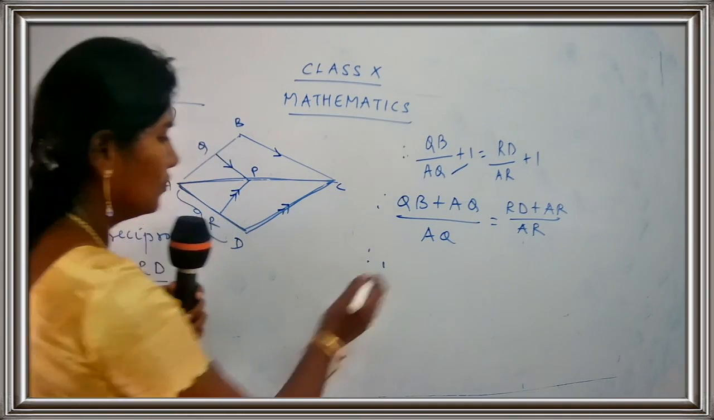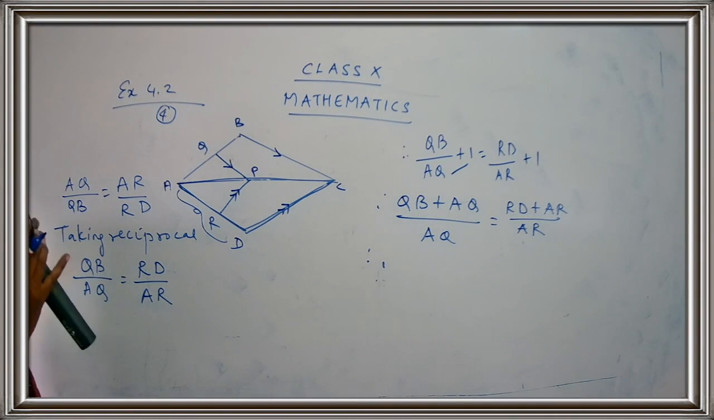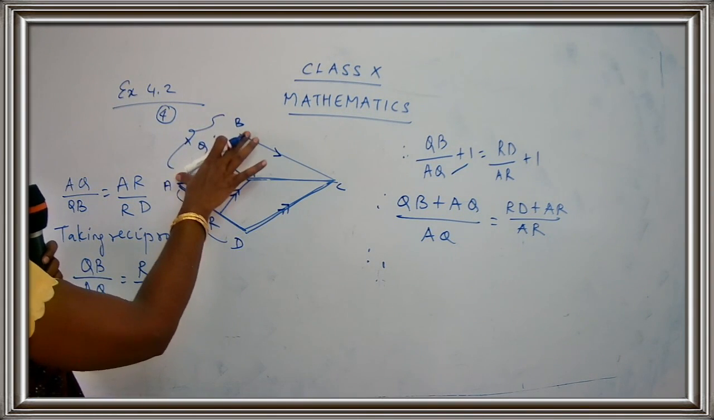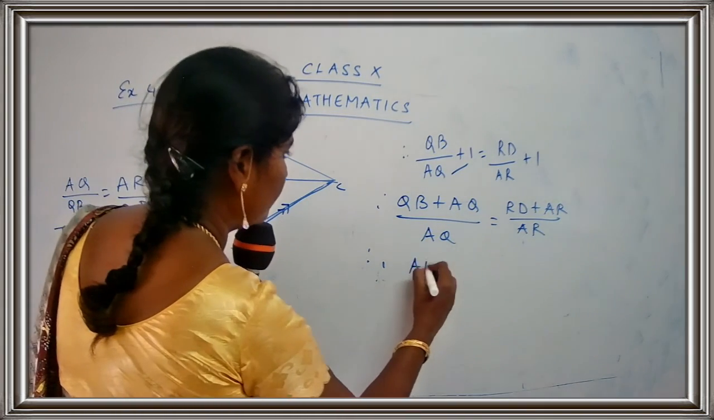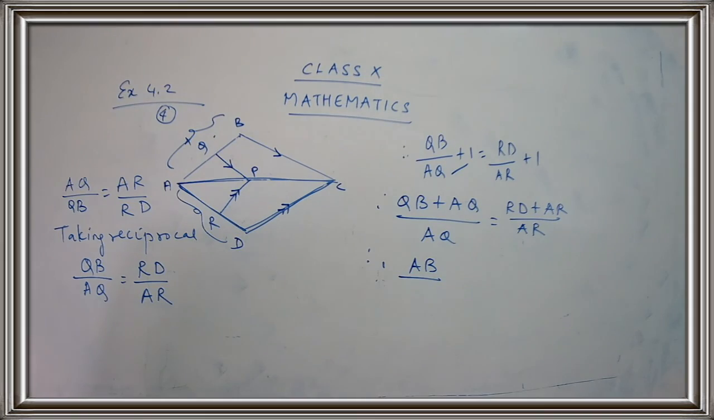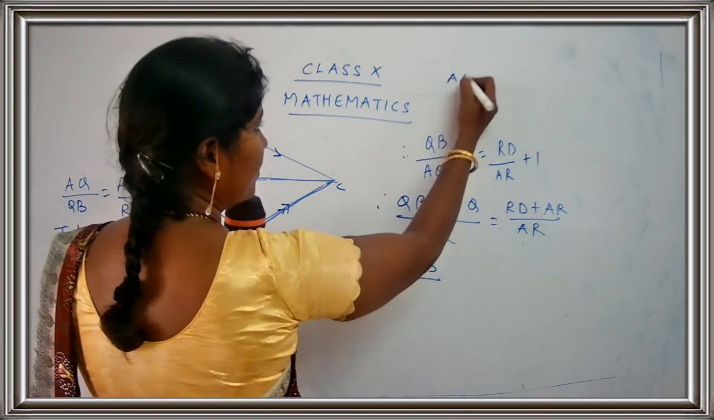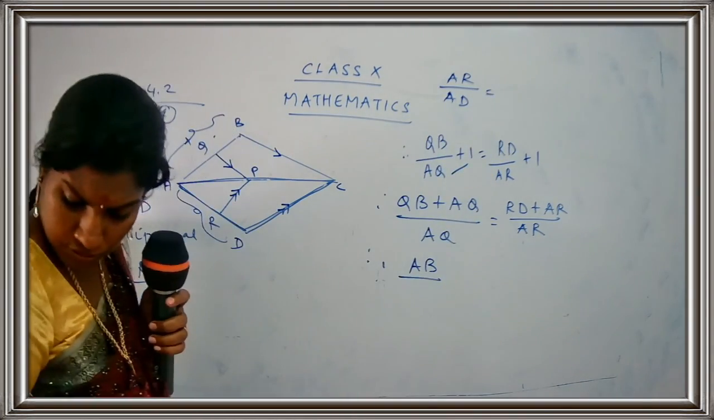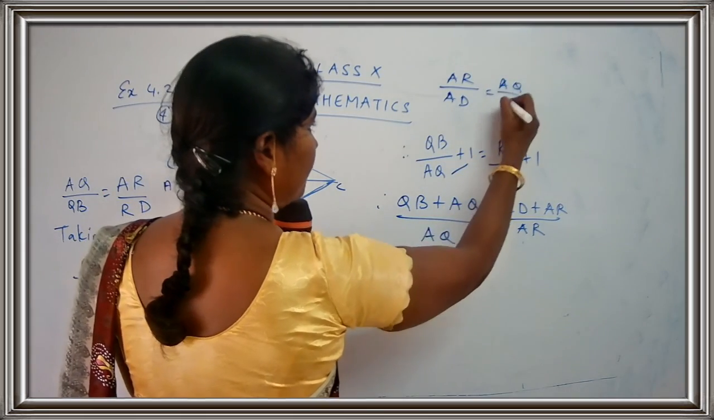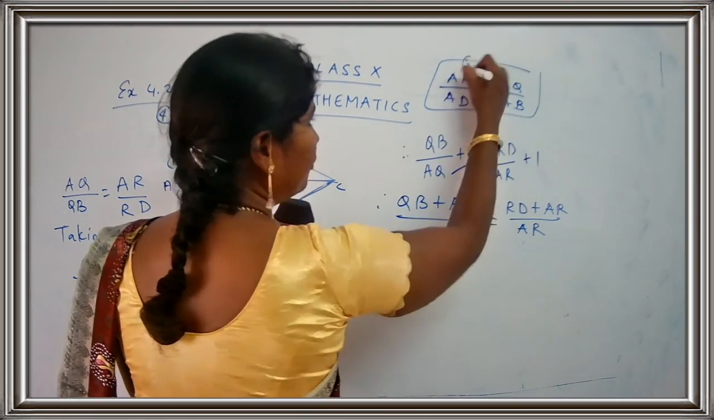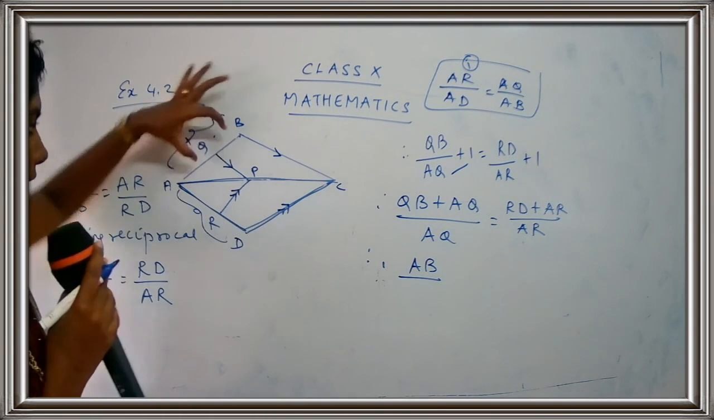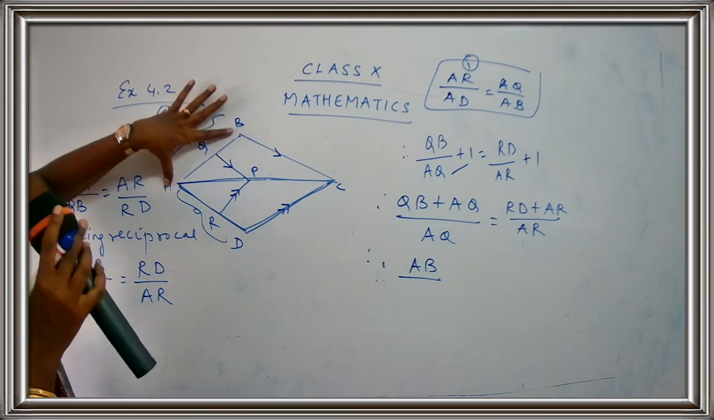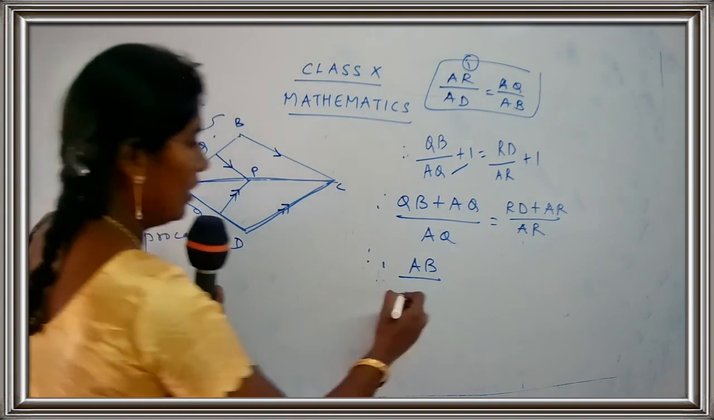Let's go for the further step. What is QB plus AQ, children? What do you get here? AB. I'll just write down the proof part that is to be done, so that it will be easy for me to check the answer. So AR upon AD is equal to AQ upon AB. So this is the part that is left to prove. When I add BQ and AQ, what are we going to get? We are going to get the whole line segment AB. So I have written here AB upon AQ.